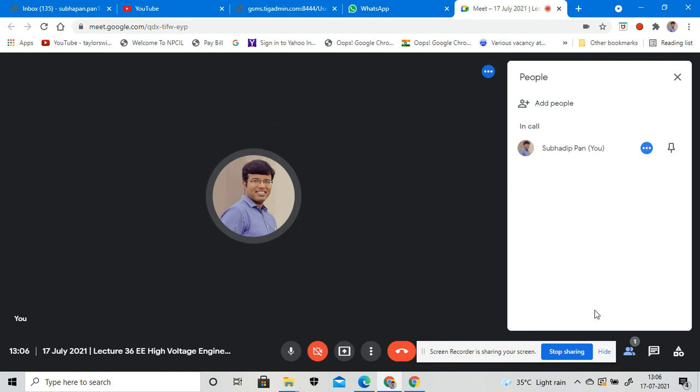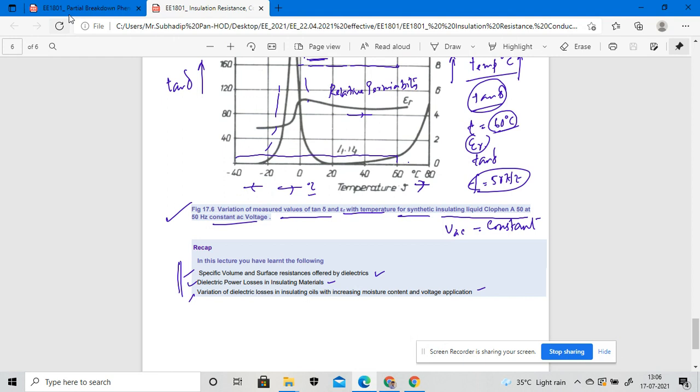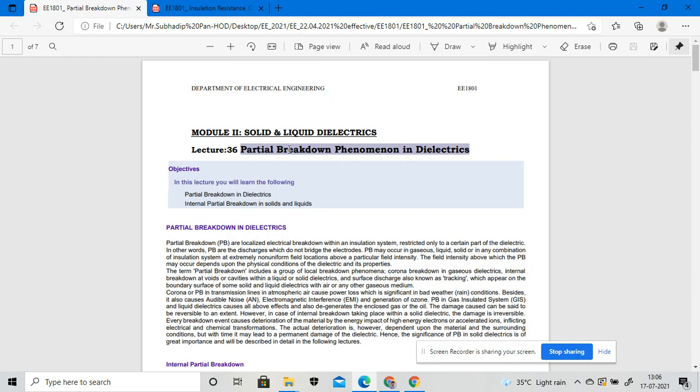Today we will discuss the new topic. The new topic is the partial breakdown phenomena, that means PD, partial discharge phenomena, in the liquid dielectrics, right? In this particular lecture, we will discuss the partial breakdown of the dielectrics and the internal partial breakdown in solids as well as liquids.